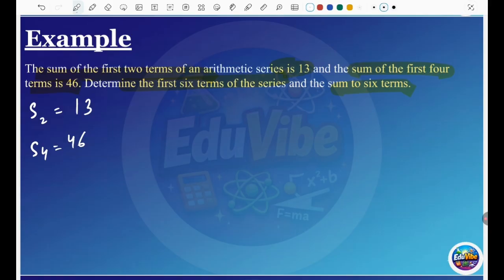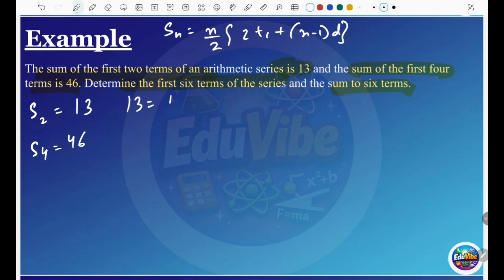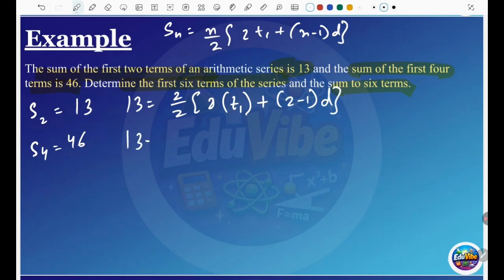In this we are finding all the sums. So S2 is equal to 13. So if we use this formula, n by 2, 2T1 plus n minus 1 D, you can put the things in. So we have 13 first. Sn is 13 is equal to 2 divided by 2, which is equal to 1, times T1 plus 2 minus 1 D. You can solve this, you get 2T1 plus D, because 2 minus 1 is 1. This is the first equation.